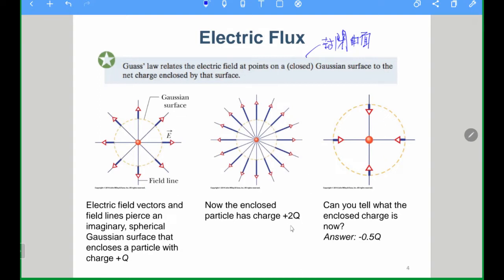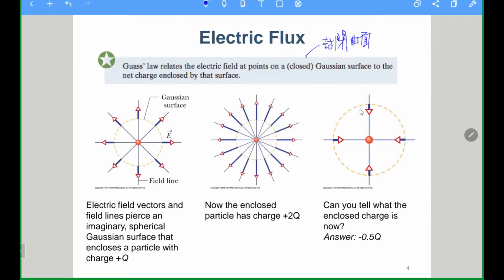Similarly, if we have plus 2Q, then we will draw 16 arrows pointing outward. Of course, it is a positive charge, so it is pointing outward. Here, this is plus Q, we have 8 arrows, and if it is plus 2Q, then we will have 16 arrows.